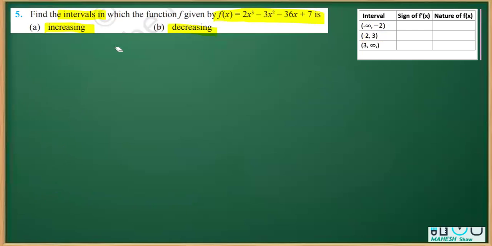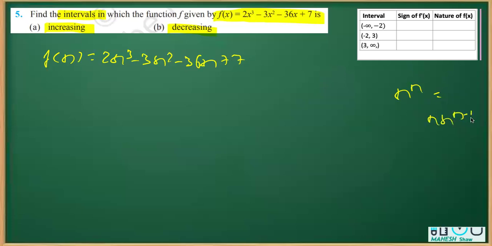If I write the question here, f(x) is given as 2x cubed minus 3x squared minus 36x plus 7. Now using this formula, that is the derivative of x raised to the power n is nx raised to the power n minus 1, we'll find f dash x. Clearly, f dash x we are getting as 6x squared minus 6x minus 36.